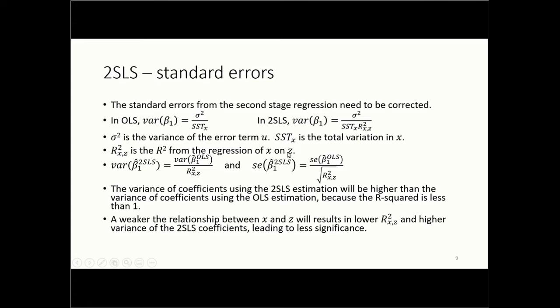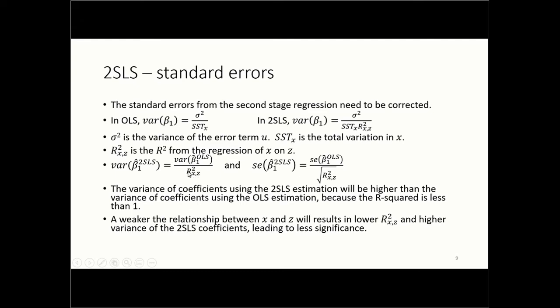So in order to calculate the standard errors, if we have the variance here, we would take the square root and obtain the standard errors for the two-stage least squares. Notice what we are finding here. The variance of beta 1 with two-stage least squares is exactly the same as the variance of the OLS, this expression, divided by this term, the r squared of the regression of x on z.